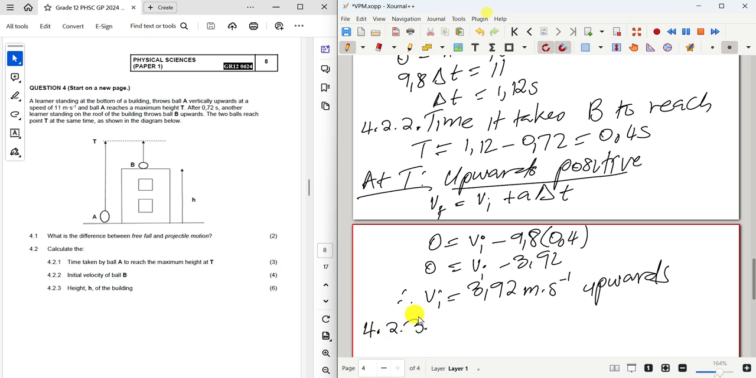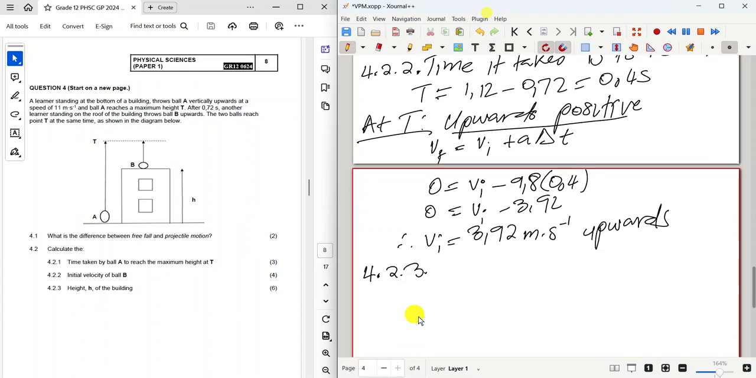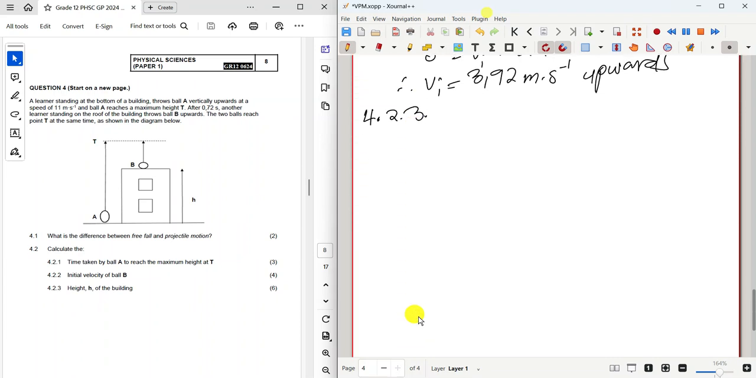Now, 4.2.3, the height of the building. This is 6 marks, guys. 6 marks, so 6 minutes. Let's see. Height of the building. And check this out. We are already on about 7 minutes and we have done about 9 marks. We are on the right track.